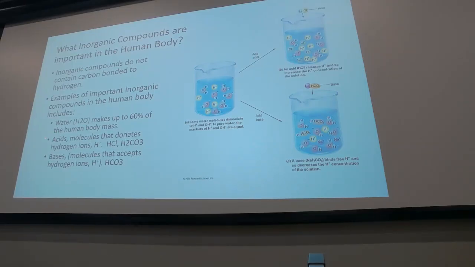And then we have acids, different kinds, including hydrochloric acid, HCl, and carbonic acid, H2CO3. Acids are molecules that donate hydrogen ions. And then we have bases, molecules that accept hydrogen ions, like bicarbonate, HCO3 minus.